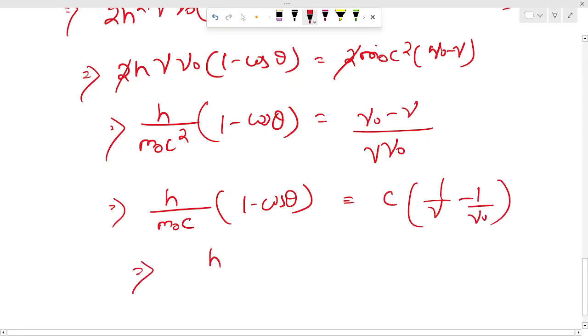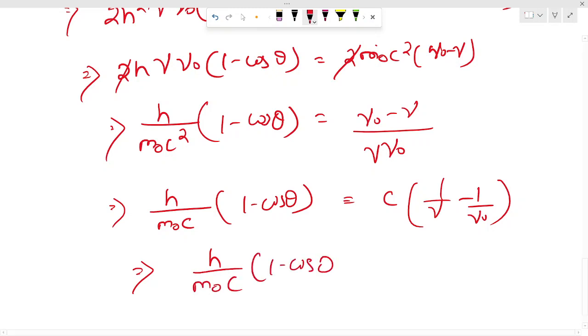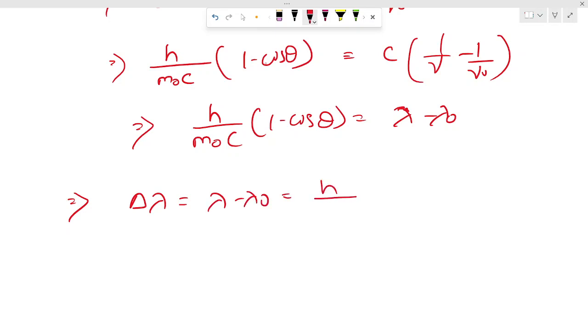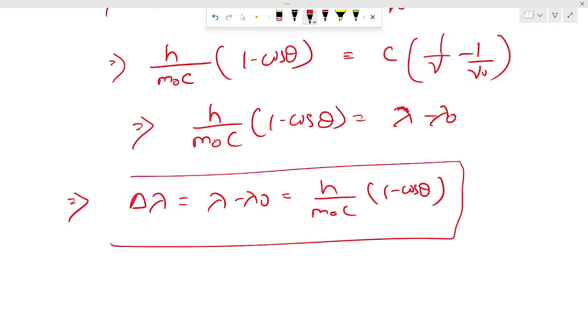So for the calculation you can get h upon m naught c, 1 minus cos theta is equal to lambda, as c upon nu is lambda, lambda minus lambda naught. So the wavelength shift, that is del lambda, is equal to lambda minus lambda naught, is equal to h upon m naught c, 1 minus cos theta. So this is the final Compton shift expression of your Compton effect.